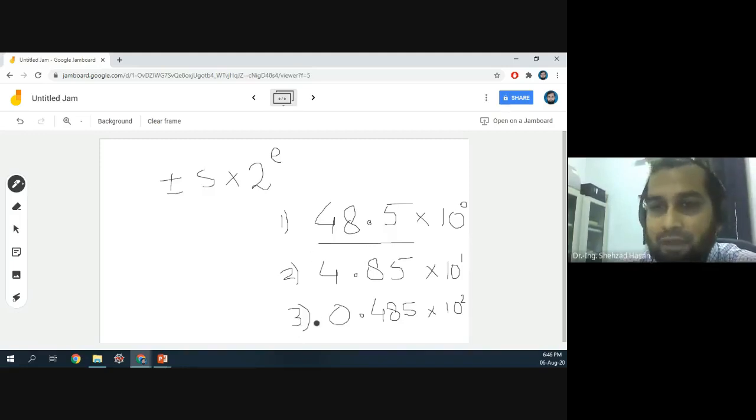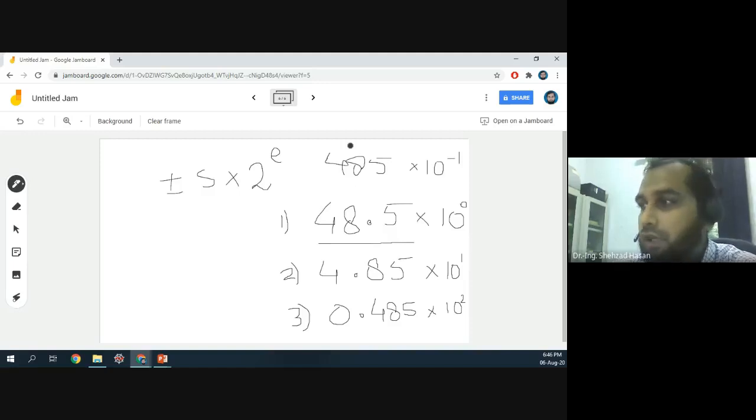Also, I stopped over here at 3. I could have another one, 4 and 5 and 6 and 7, and I can have multiple ways to store the same number. I can also have a number like 485 into 10 raised to power minus 1. That's the same thing as well.